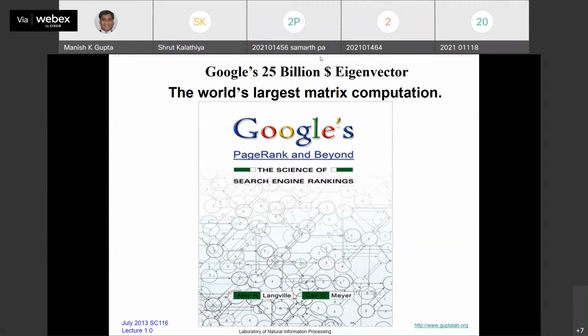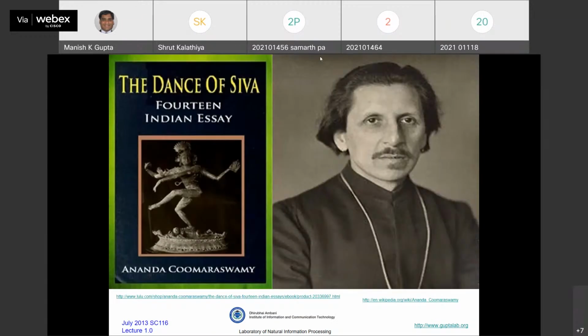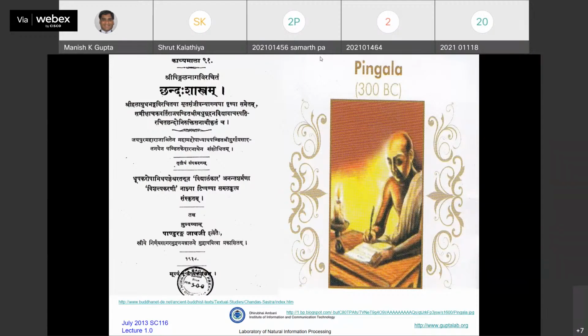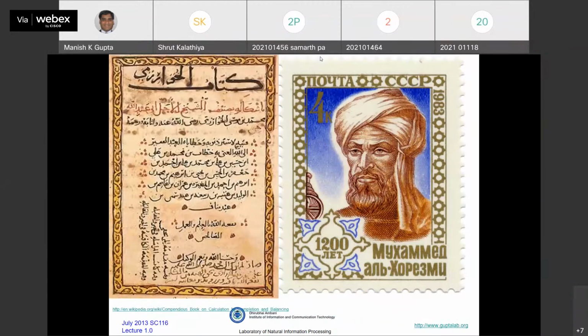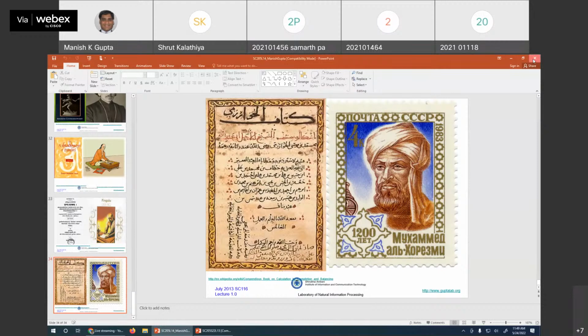You can look at this book. It calculates the eigenvector. What is an eigenvector and eigenvalue? I will tell you. Anyway, for the origin of algebra, you can look at this book, Dance of Shiva, which talks about a few things: Panini, Aryabhata, Chandashastram, Pingala, and this is for the algorithms. That's all for some applications.